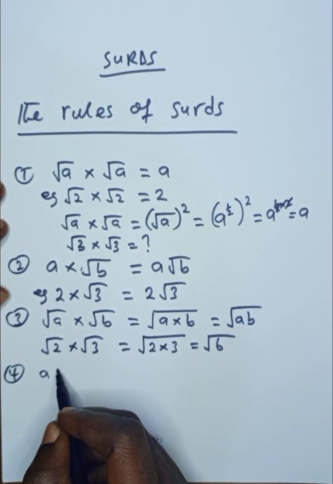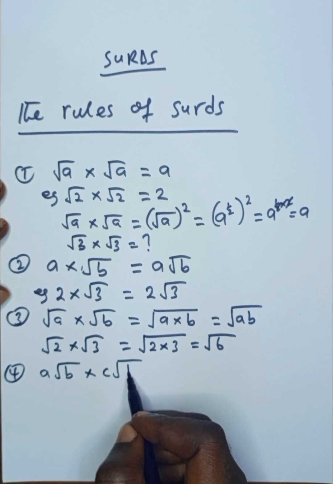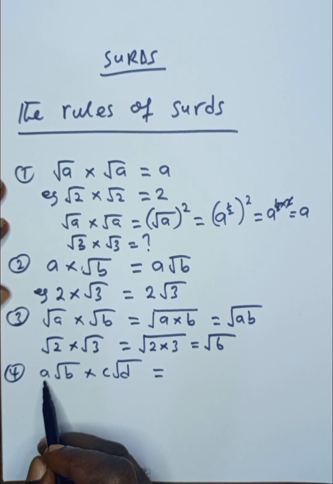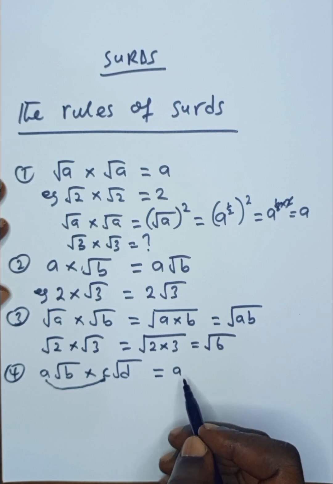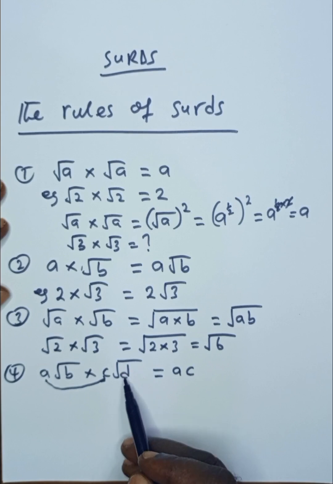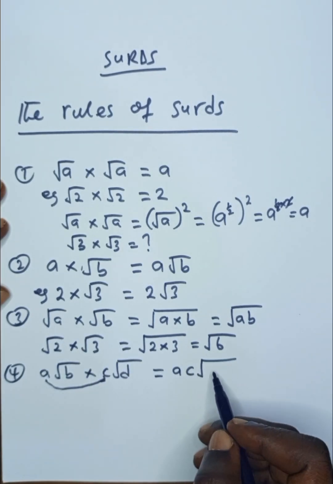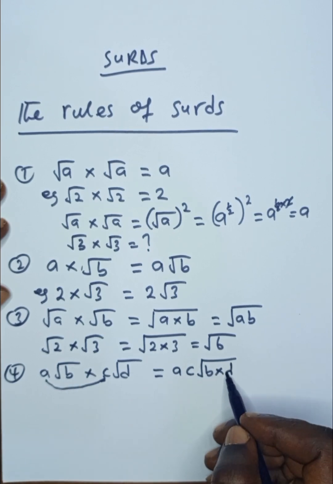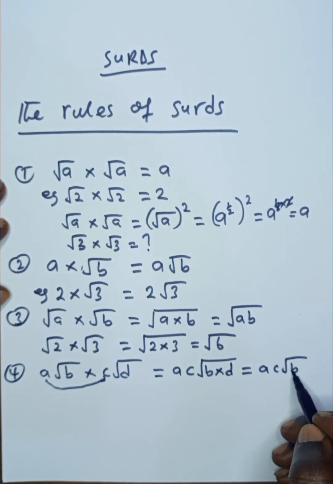If we have a root b multiplying c root d, what we do is that the numbers in front of the root sign multiply. So a will multiply c. So it's going to be ac. Then you see that root b multiplying root d is similar to the root 3. So what we do is that we maintain one root sign, then we multiply the numbers under the root sign, which will give us ac root bd.